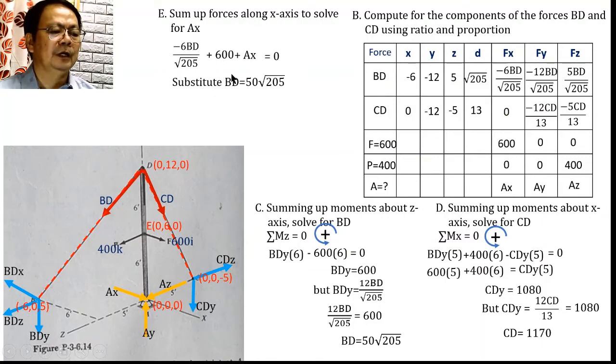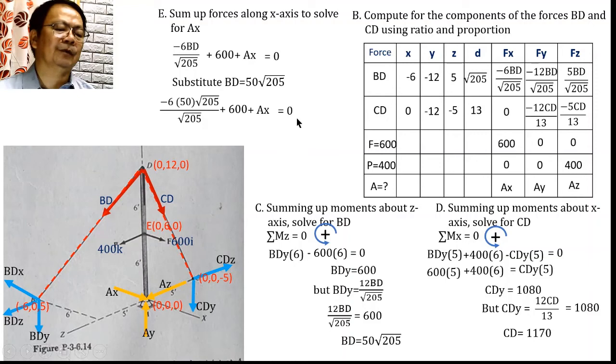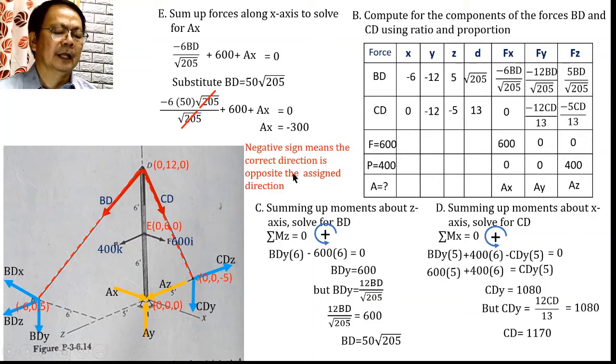Now, we substitute the value of BD to be 50 the square root of 205 in this equation. So, I will have here 6 multiplied by 50 the square root of 205 divided by the square root of 205 plus 600 plus AX shall be equal to 0. You'll notice that these two will cancel. What remains is AX equal to negative 300. This means that the AX we assumed towards the positive x-axis is directed in the opposite direction, towards the negative x-axis.